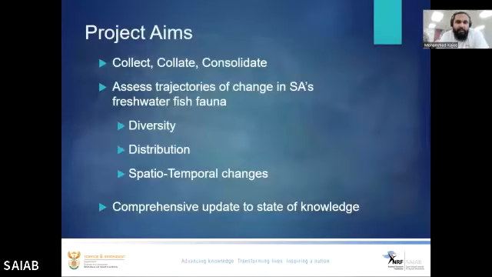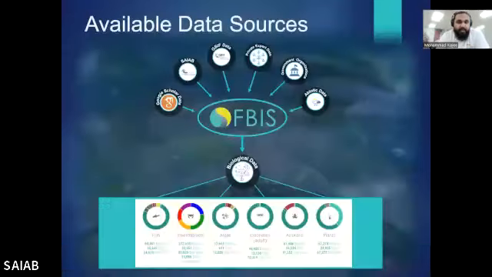In light of this, my project aimed to collect and consolidate historic occurrence records of freshwater fishes occurring in South Africa, and then to use these records to assess how these freshwater fish populations have been changing over time. The ultimate overarching aim here is to provide a comprehensive update to the state of knowledge of freshwater fishes in the country. So data collection for this project started way back in 2018, whilst I was still a master's student.